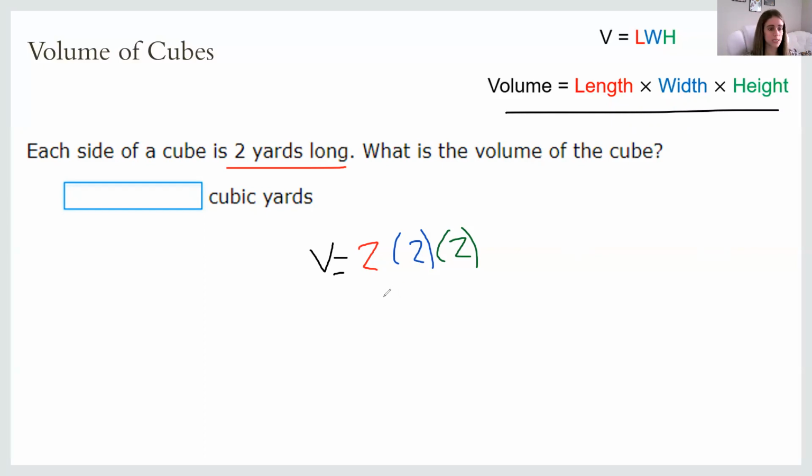2 times 2 is 4, and then 4 times 2 is 8. So our volume is 8 yards cubed, or 8 cubic yards. They already have the label for us, so all you would need to type into IXL would be your number, which is 8. The volume is 8.